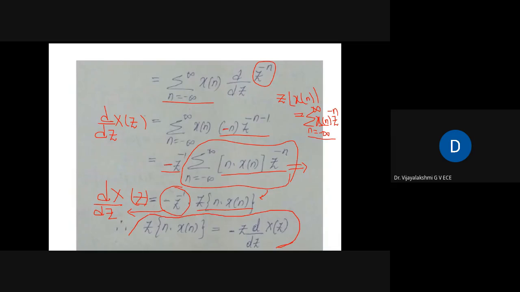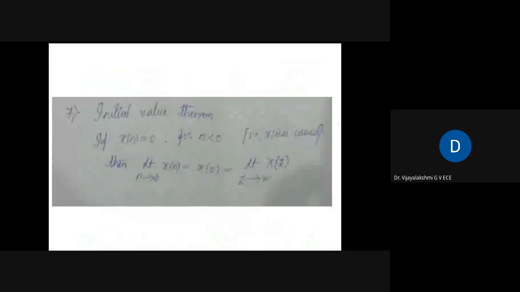That means to say that if you differentiate the z domain signal x of z in the z domain, its corresponding time domain signal x of n will get multiplied by n. So this is about the differentiation in the z domain. Okay. So I think next is the initial value theorem.